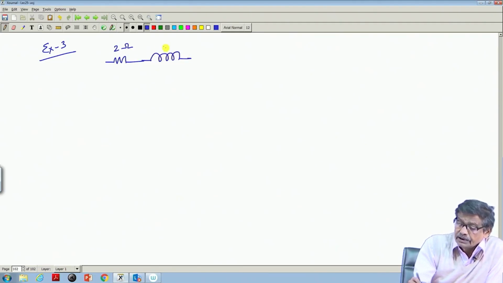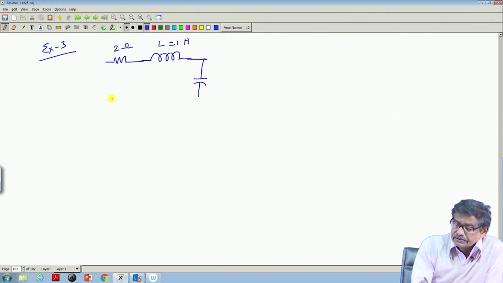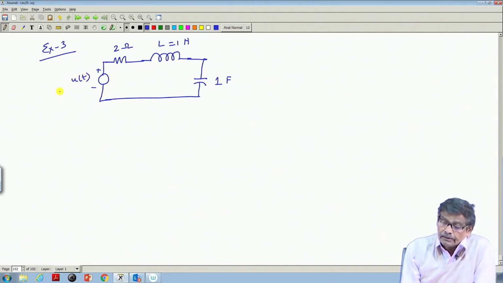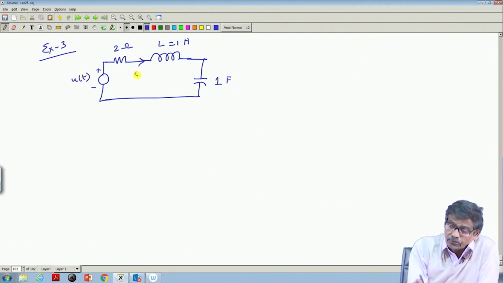Inductance is 1 Henry, L equal to 1 Henry, but this time the capacitance value is 1 farad. And I will energize the circuit with a unit step function u(t), and we would like to know what is the time domain description of the current in the circuit as well as the voltage across the capacitor.